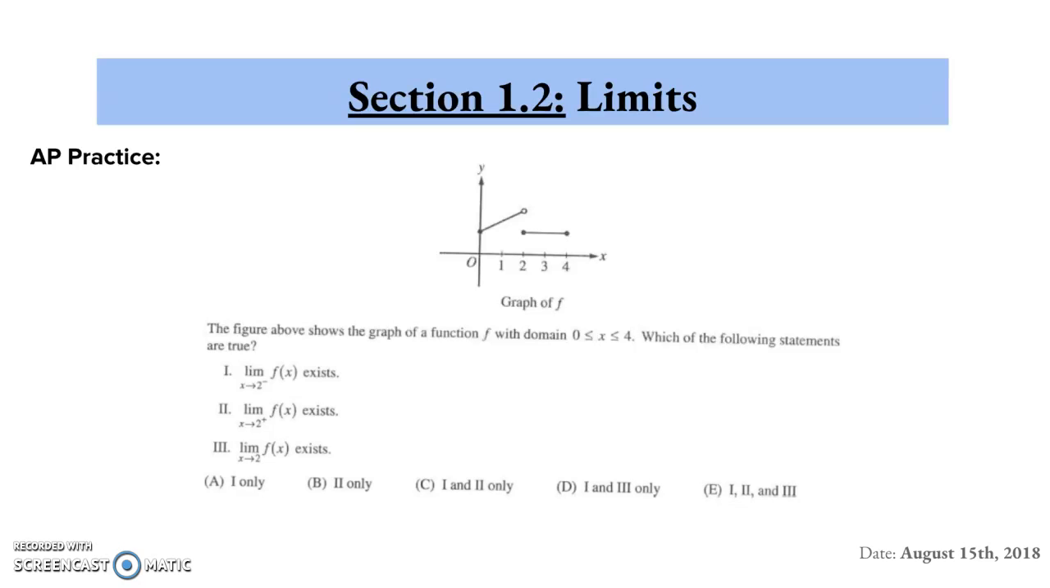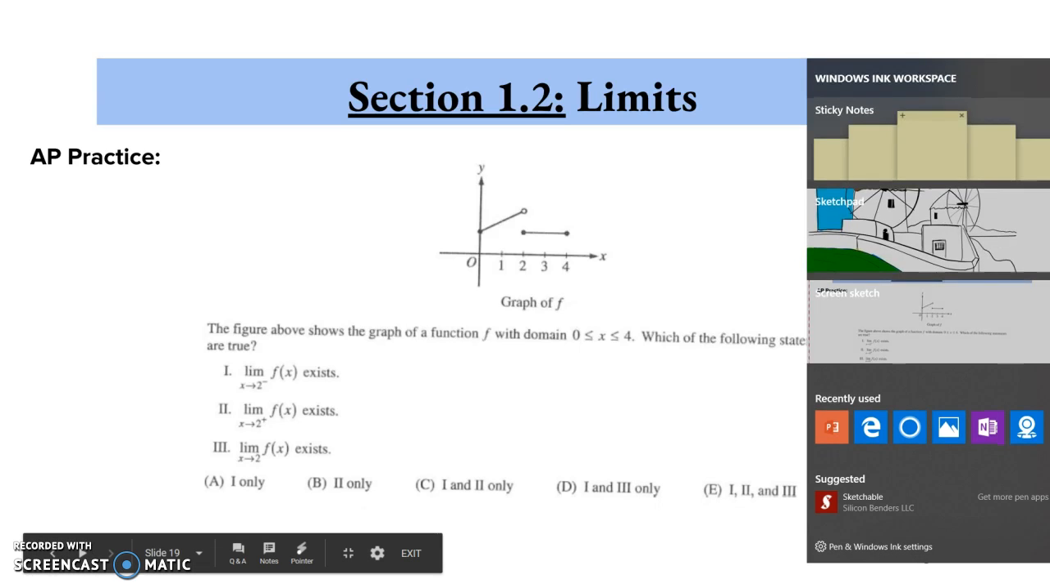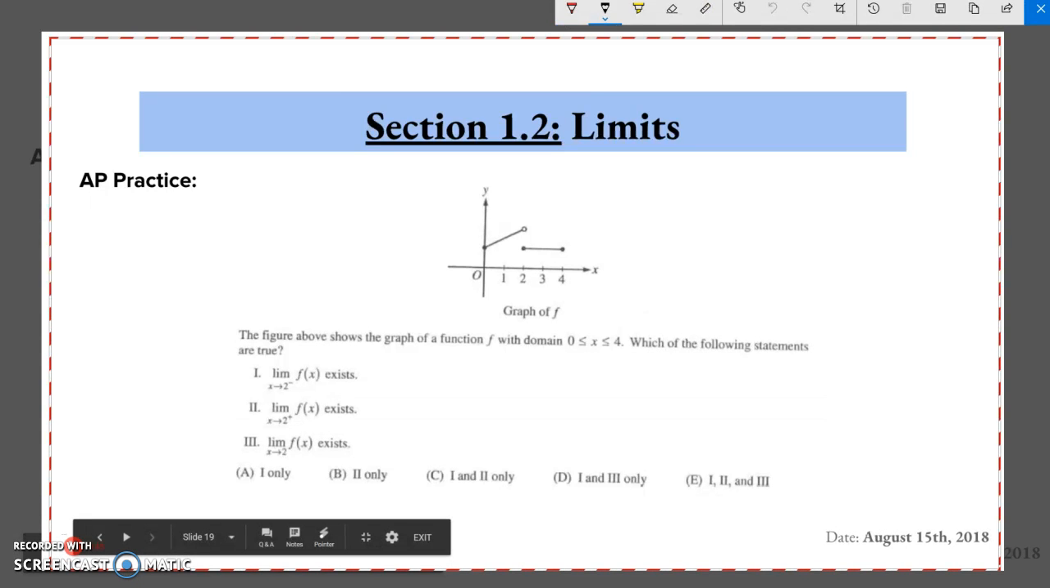There is an AP practice problem here. So I'd like you to take a look at this just to see the first type of way problems might be posed to you on the AP exam. So this tells us the figure above shows the graph of a function f with a domain between 0 and 4. So we need to figure out which of the statements is true. So let me pull up the pen again, and let's analyze each of these statements.